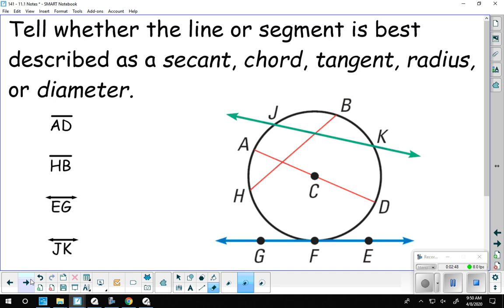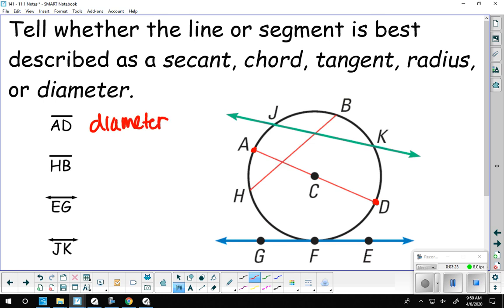All right, so tell whether the line or segment is best described as a secant, chord, tangent, radius, or diameter. So we have AD. AD has endpoints on the circle, but it also goes through the center, which more specifically makes it a diameter. Okay, so it is a chord, but more specifically, since it goes through the center, we call it the diameter.